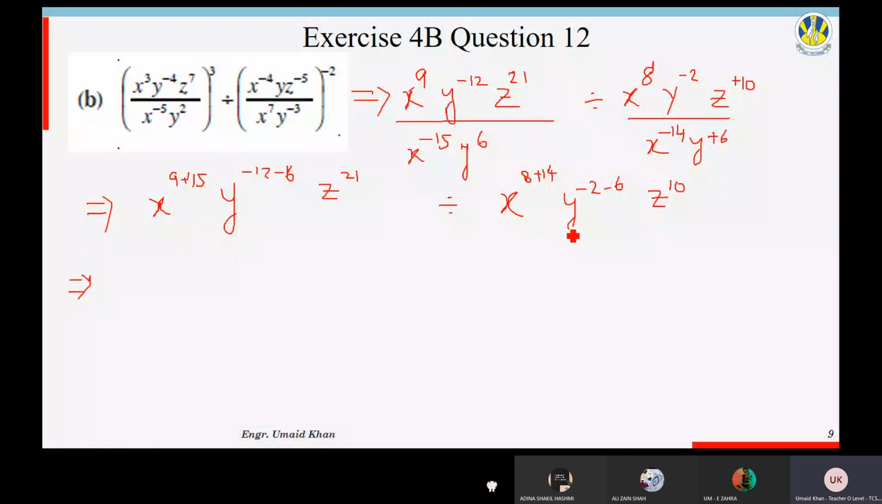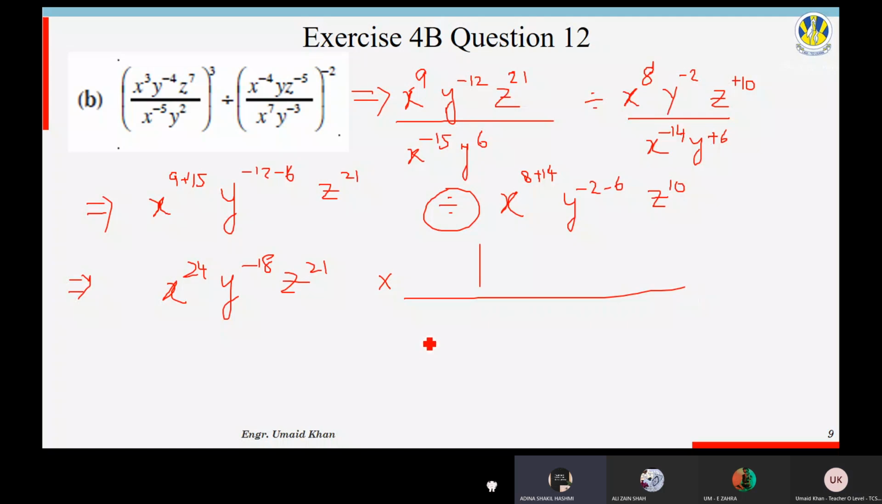Okay. Next step will be x to the power 9 plus 15 is 24, y is minus 18, z power 21. And how do I convert this division sign to multiplication? I will take the reciprocal, right? Yes, reciprocal. So taking the reciprocal, x will be 22, y is minus 8, z is 10. Okay. Clear so far? We'll add the values now.